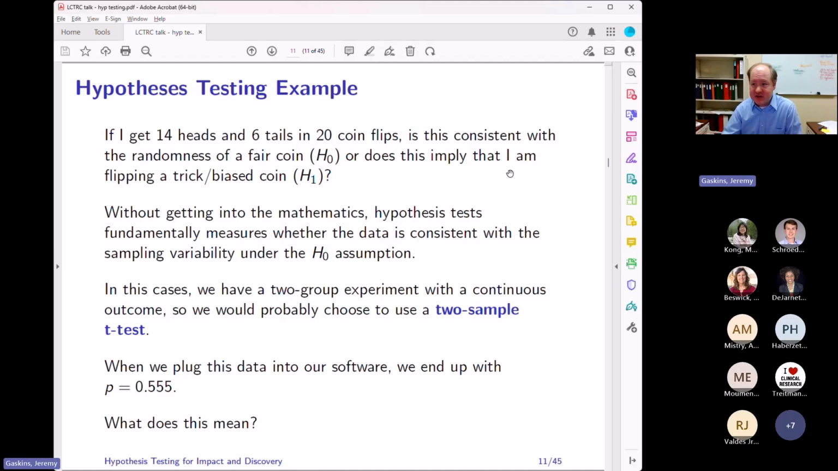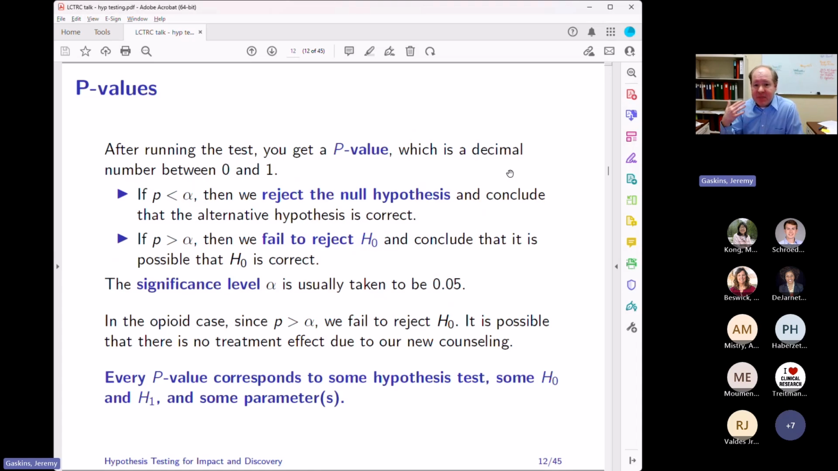It's going to say your result is a p-value of 0.555. But what does that mean? What does my p-value mean? How do I use that to make a decision? So, what is a p-value? A p-value is some decimal number between 0 and 1. The way we turn that into a decision is, if my p-value is less than alpha, whatever alpha I pick, then I'm going to reject the null hypothesis and conclude that the alternative hypothesis is correct.